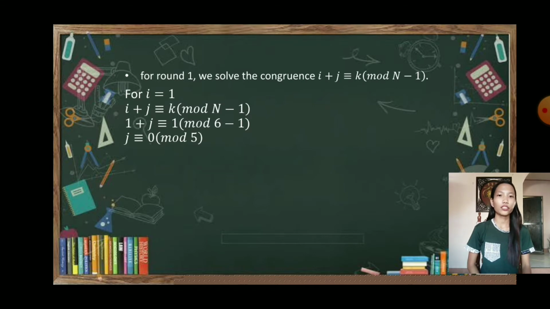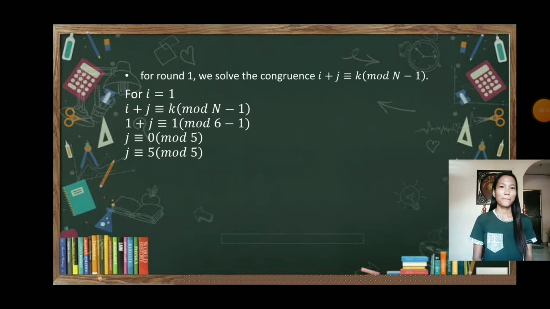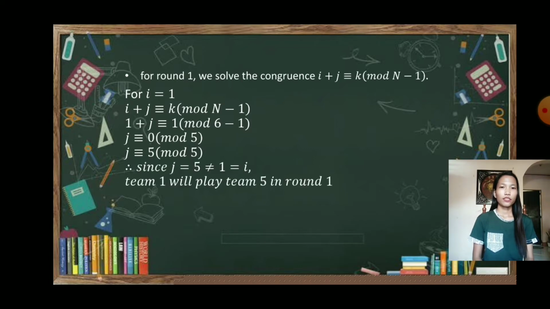We just transpose the 1 to the other side, so we have j ≡ 0 mod 5. 0 mod 5 is also congruent to 5 mod 5. So, the value of our j is 5. Since j = 5 and not equal to 1, which is the value of i, Team 1 will play Team 5 in round 1.